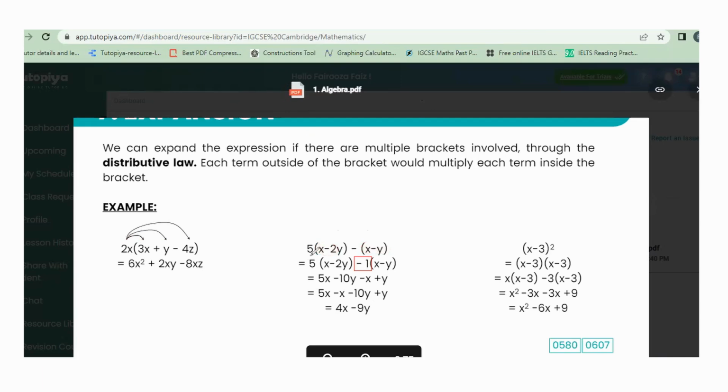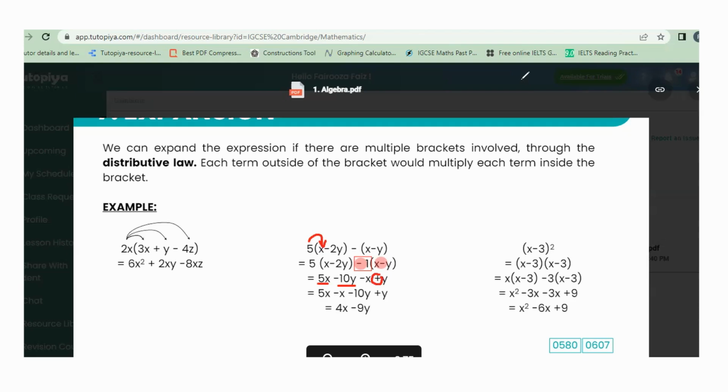Right. So we are going to use the BIDMAS rule here. First we expand the brackets. We multiply 5 times x, 5x, and then 5 times negative 2y, which is negative 10y, and then minus 1 times x and minus 1 times negative y. Here you have to be very careful. In here you have a negative and a negative. What does negative times negative make? Alicia, can I have your answer in chat, please? Negative times negative makes, yes, positive. So that is how you get positive here.